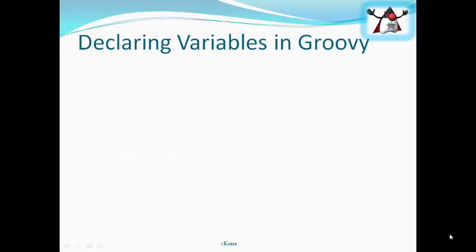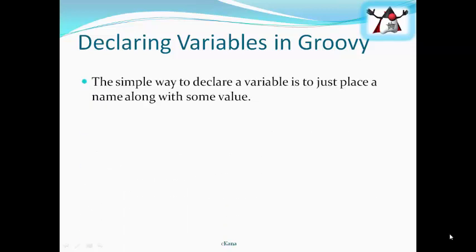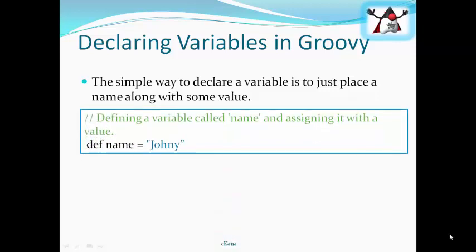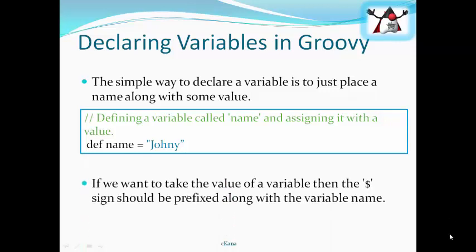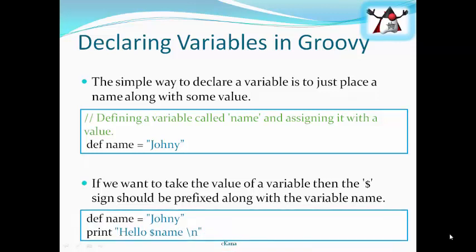Declaring variables in Groovy. Variables or objects have to be declared before being referenced somewhere in the code. A simple way to declare a variable is to just place a name along with some value. For example, the following code declares a variable called name with the value Johnny. If you want to take the value of a variable, then the $ sign should be prefixed to the variable name. For example, the following code will print "Hello Johnny" in the console.